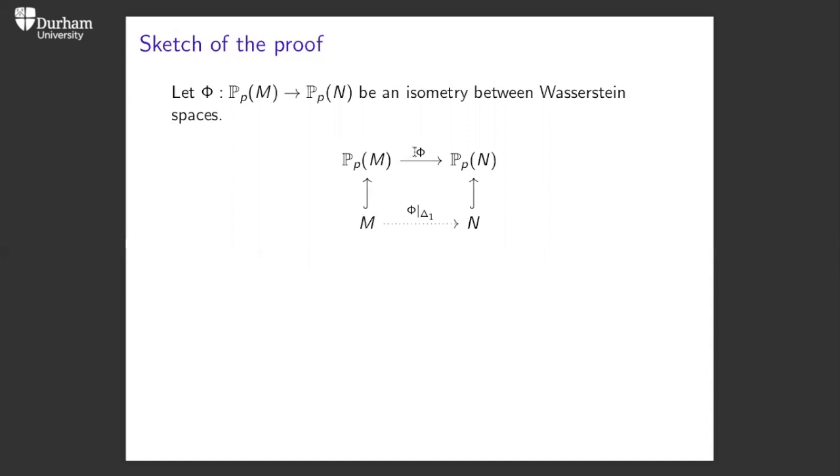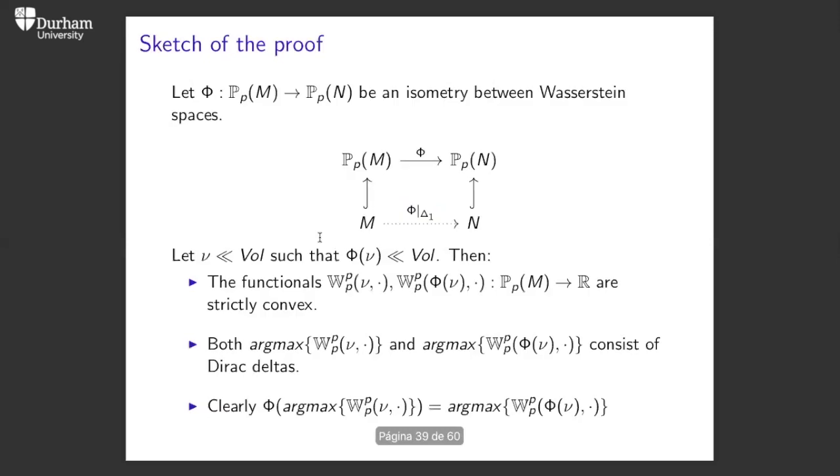So we would like to show that the restriction of the isometry phi to these isometric copies sends Dirac deltas to Dirac deltas. So we can define an isometry now at the level of the Riemannian manifolds. And the idea is like this.